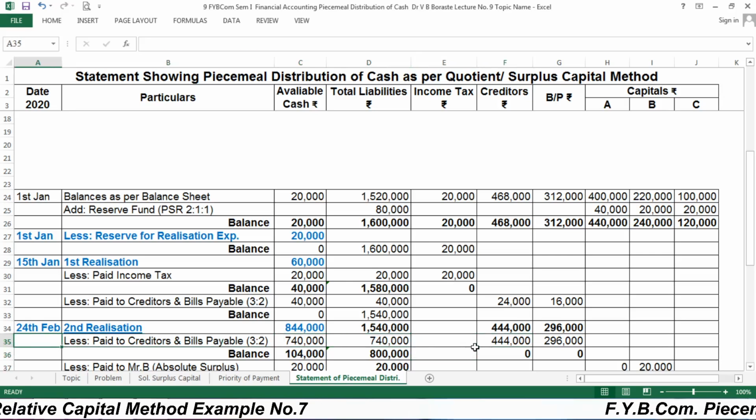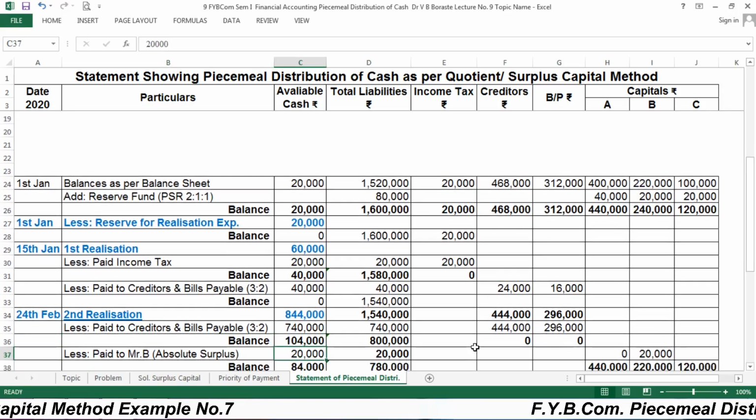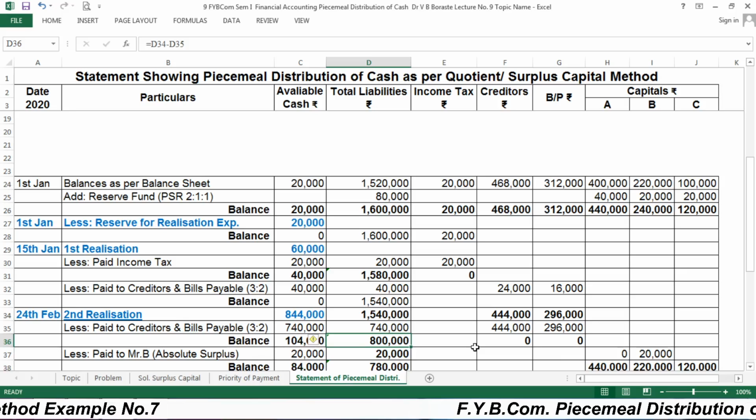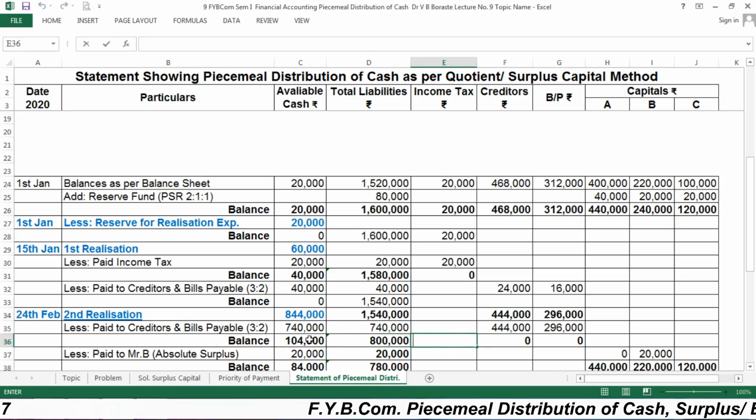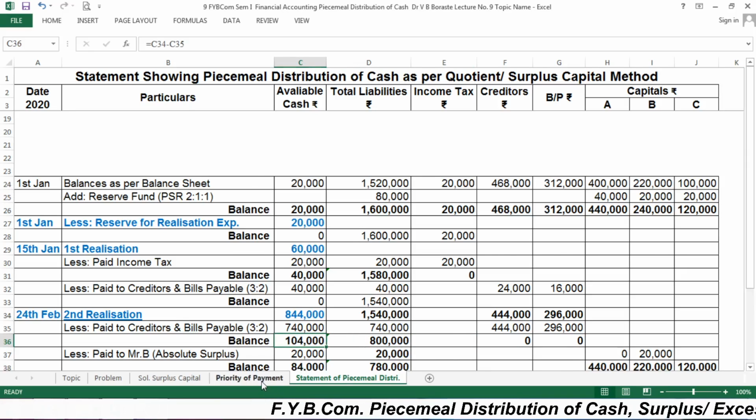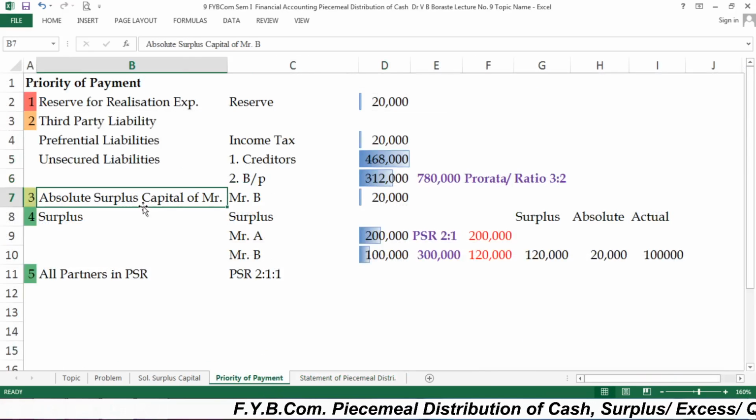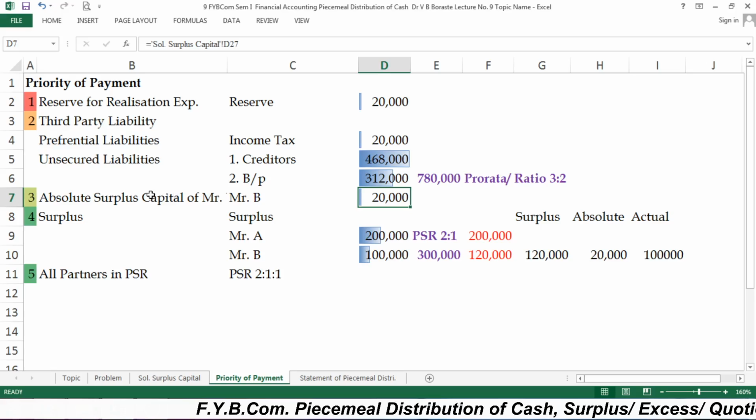So after that our balance in hand, that is cash, we have 1,04,000, and total liability we still have rupees 8 lakh after the deduction of the creditors and bills payable payment of rupees 7,40,000 in the earlier stage. Now we have a cash balance of rupees 1,04,000. After the payment of creditors and bills payable, our next payment is to Mr. B, that is absolute surplus.